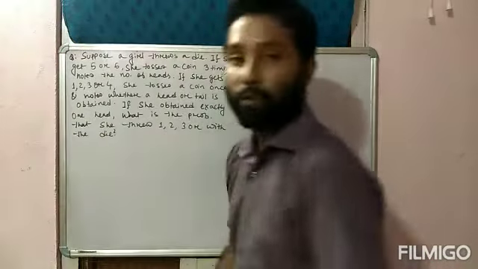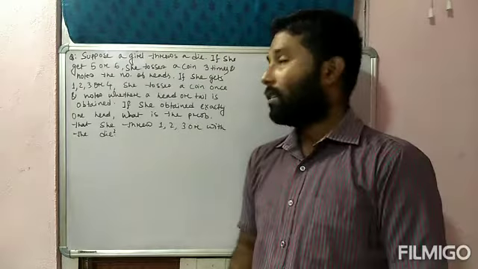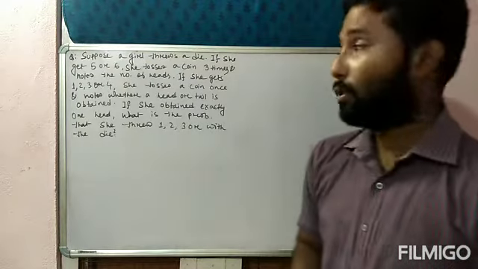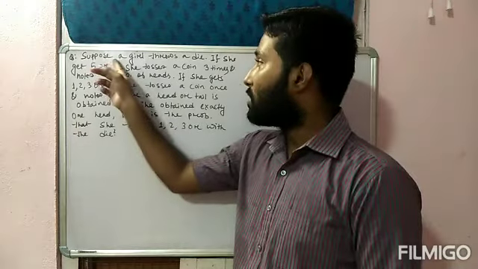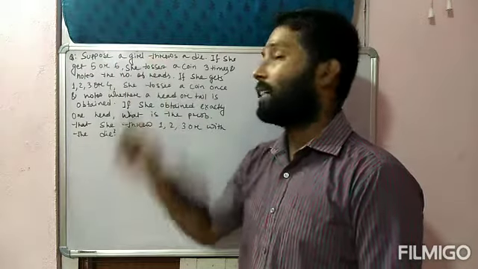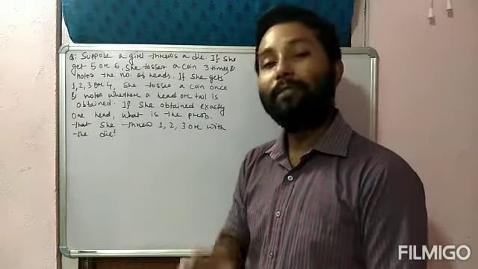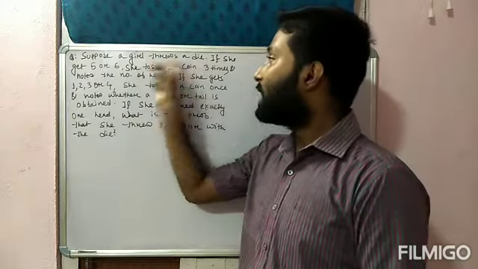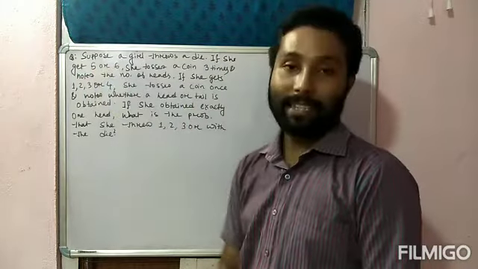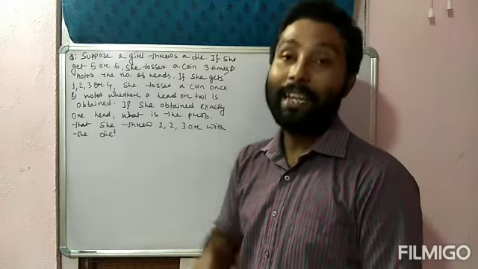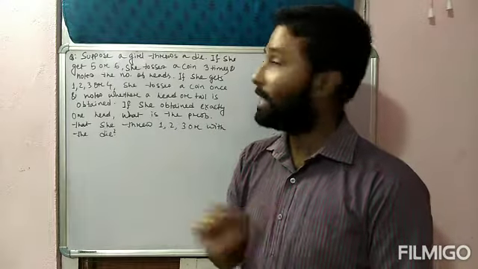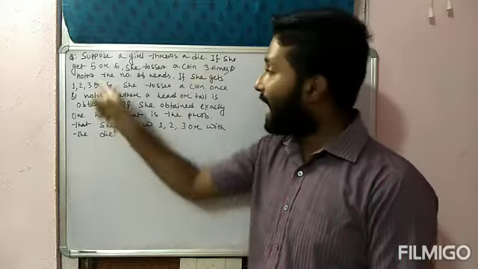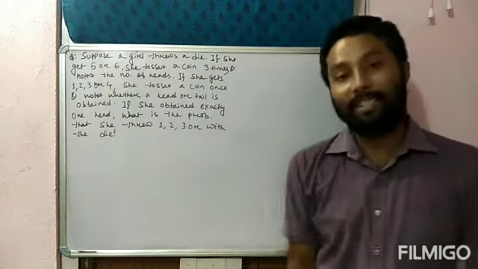So now take the next question. This question came in CBSE as well as Council Board also. Okay, this is an important question. Suppose a girl throws a die. In a die, how many faces are there? 6 faces. Okay. If she gets 5 or 6 after throwing a die, then she tosses a coin 3 times and notes the number of heads.